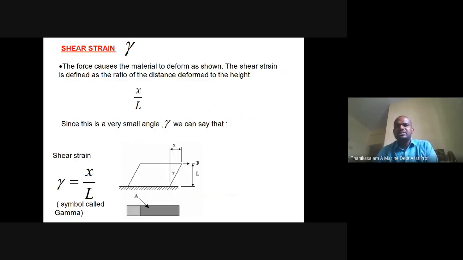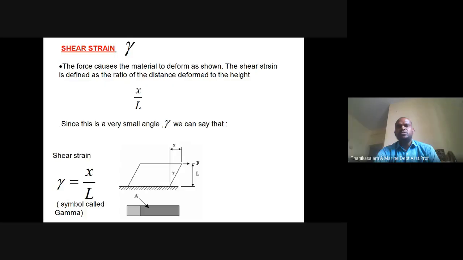But here shear strain is different. For shear strain we measure angular deformation, angular deviation. See here, the force causes the material to deform as shown. The shear strain is defined as the ratio of the distance deformed to the height.